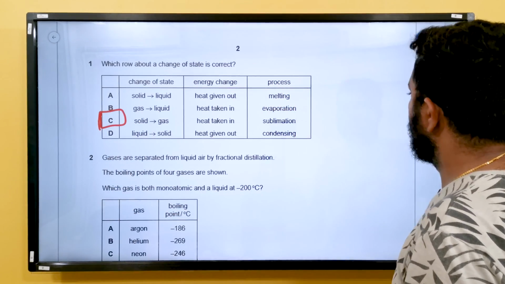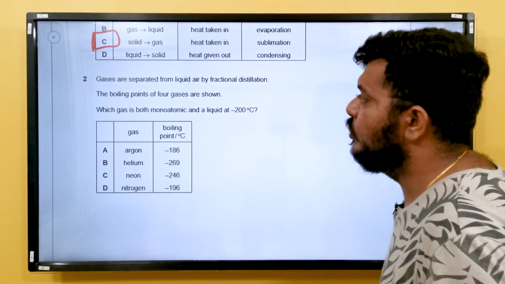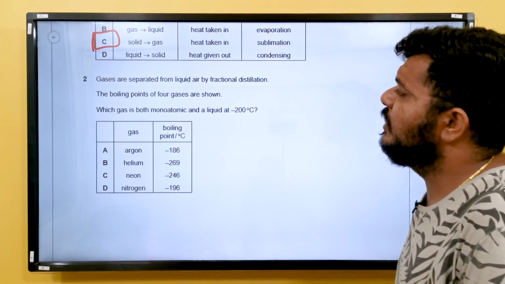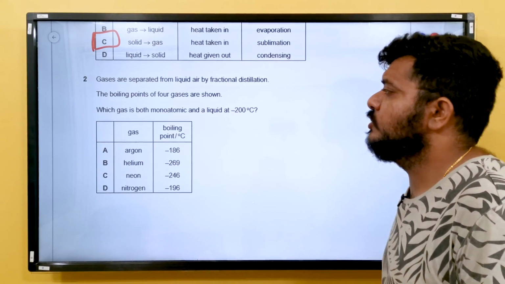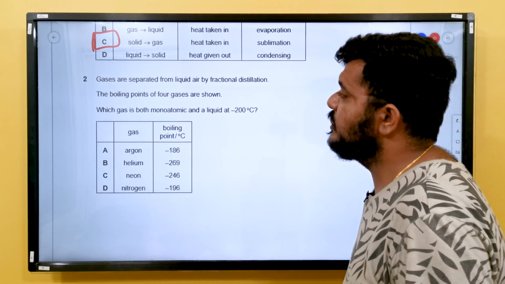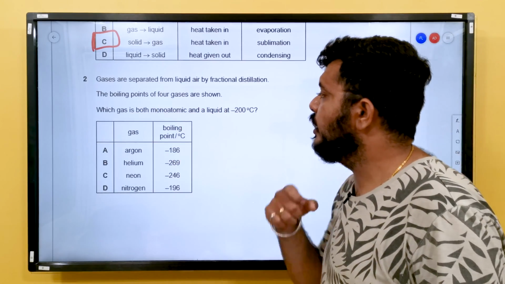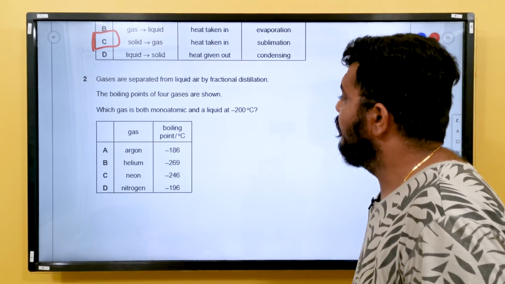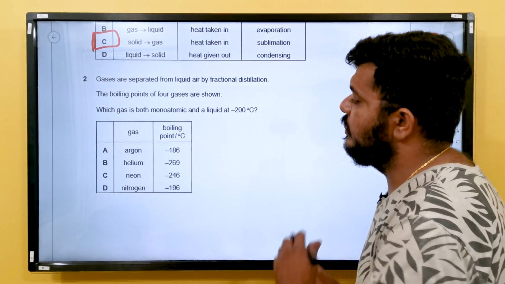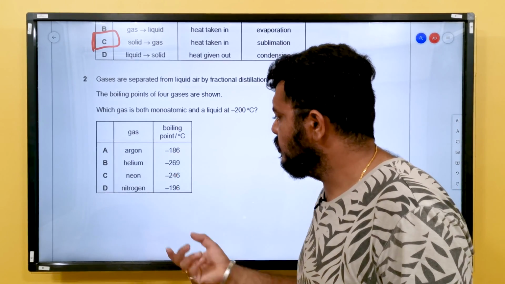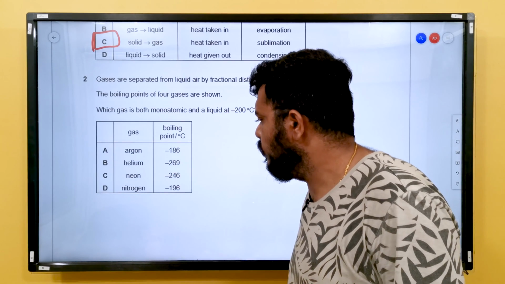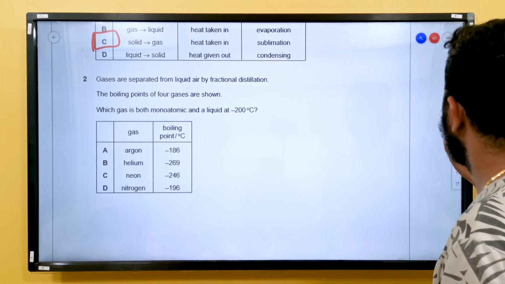Let's look at the next question. Question number 2. Gases are separated from liquid air by fractional distillation. The boiling points of 4 gases are shown. Which gas is both monoatomic and a liquid at minus 200 degrees Celsius? We have minus 186, minus 269, minus 246 and minus 196.